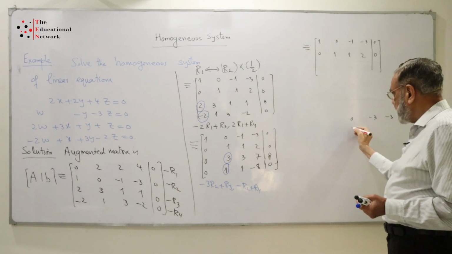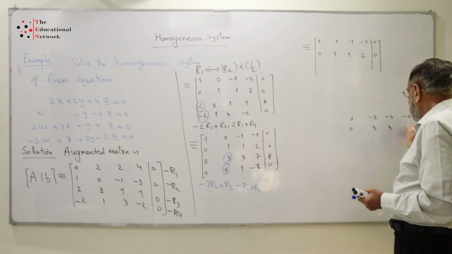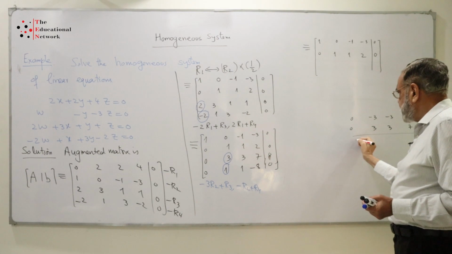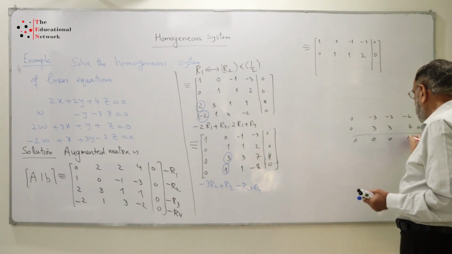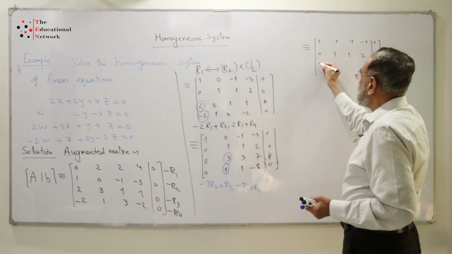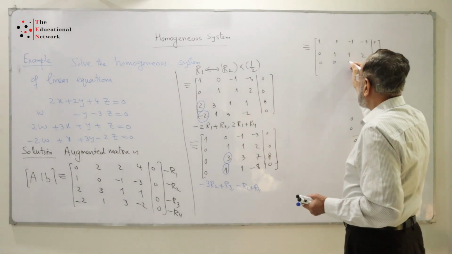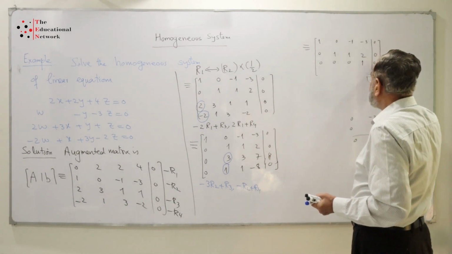I add the third row, 0, 3, 3, 7, and 0. We add them, we get here 0, 0, 0, 1, and 0. So I write here 0, 0, 0, 1, and 0.